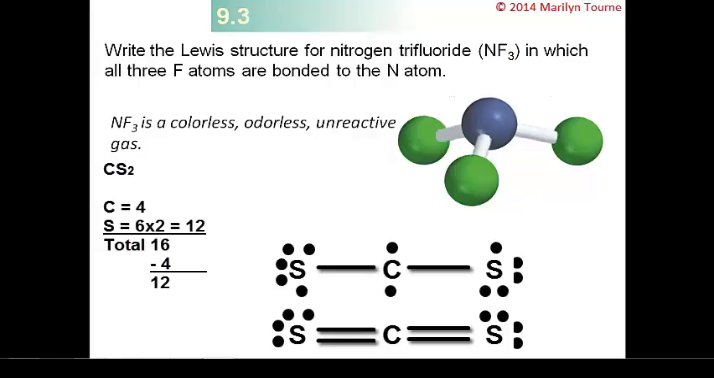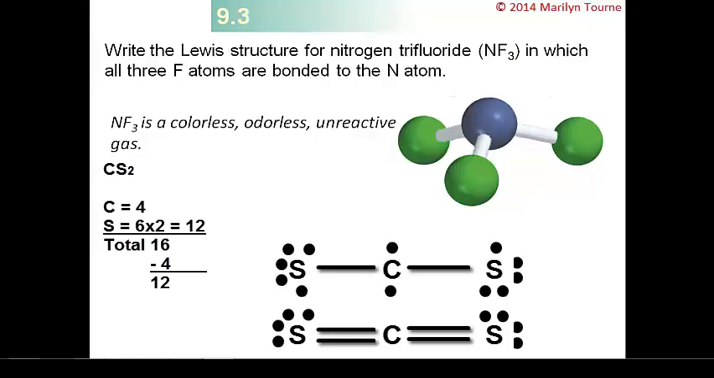Everybody's octet is complete, and in the back of your mind, ask yourself again, how many did carbon originally come with? It came with 4, and right now it's got 4. Sulfur originally came with 6. It's got 1, 2, 3, 4, and then those 2 that it's sharing with carbon, that makes a total of 6. So everybody makes sense.